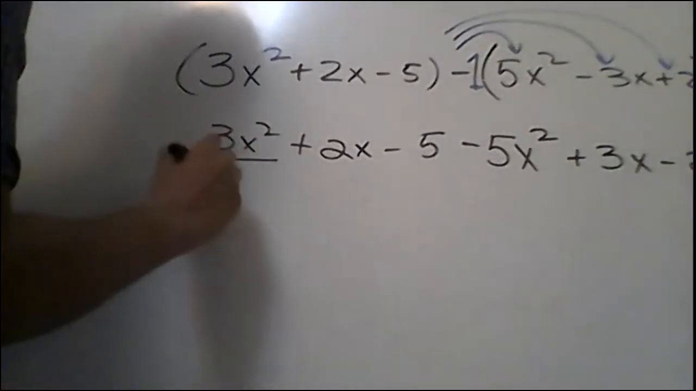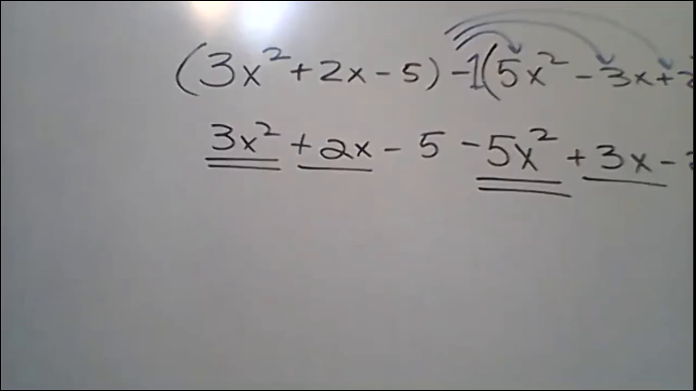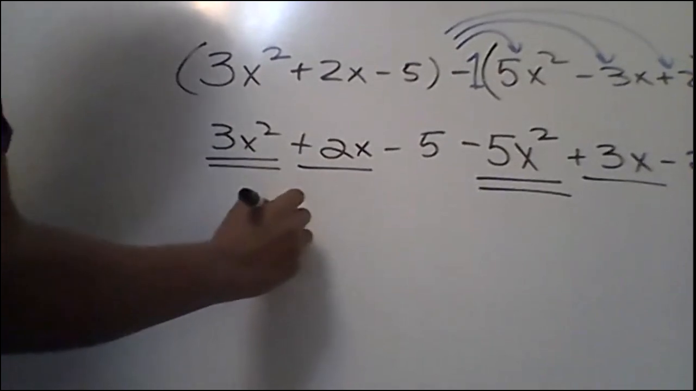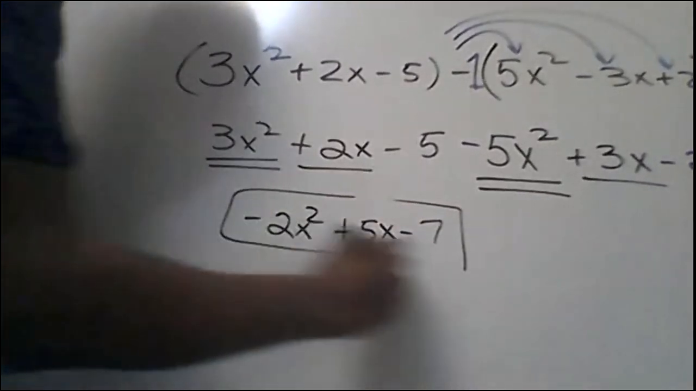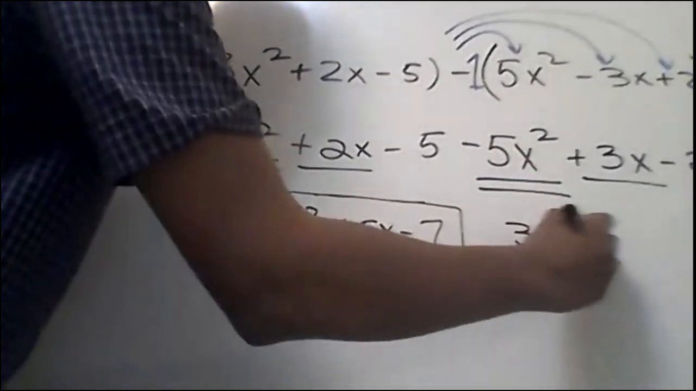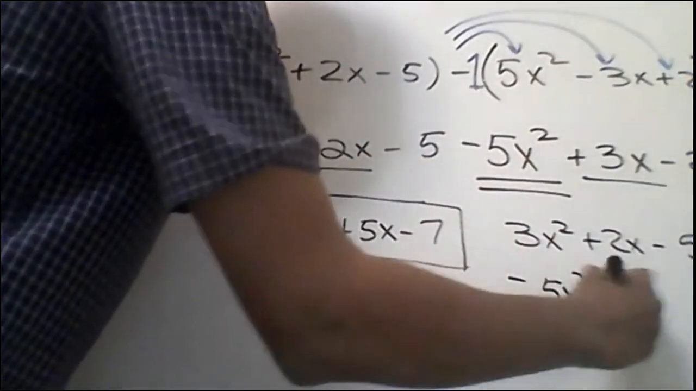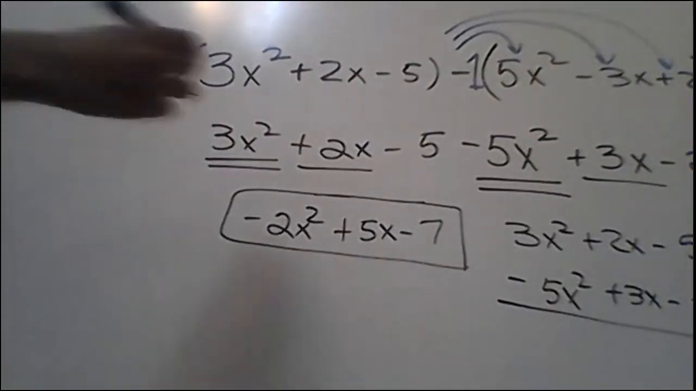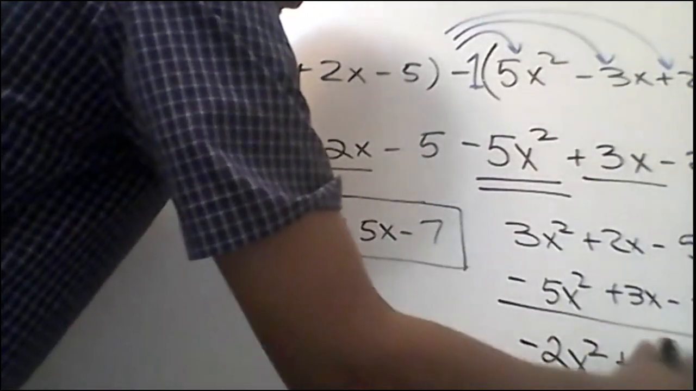And again, you can stack them or something. You can always do that. And then you get -2x squared plus 5x minus 7. Or you can stack them like this: 3x squared plus 2x minus 5 minus 5x squared plus 3x minus 2. That also works. And then just do what it says. Go straight in your calculator.